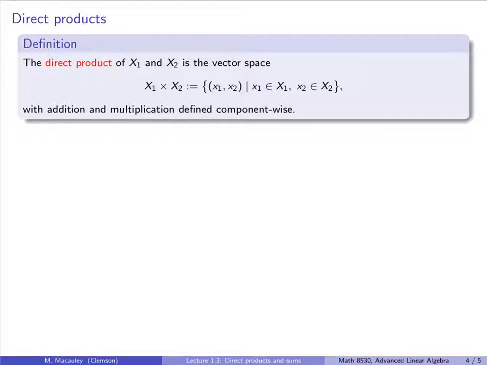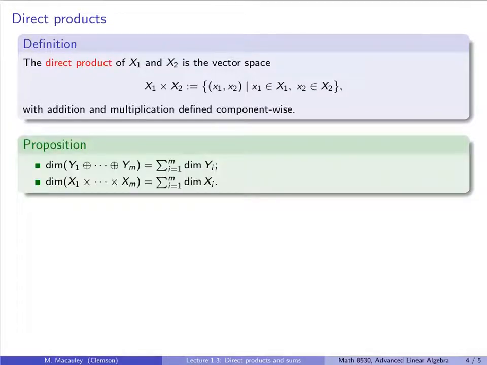We denote the direct product with this x, the same way that we would denote the Cartesian product of the underlying sets. And really, this is a vector space where the underlying set is the Cartesian product. So compare this to the direct sum, where we use this plus with a circle around it notation. Okay, so quick proposition. I'm not going to prove this.